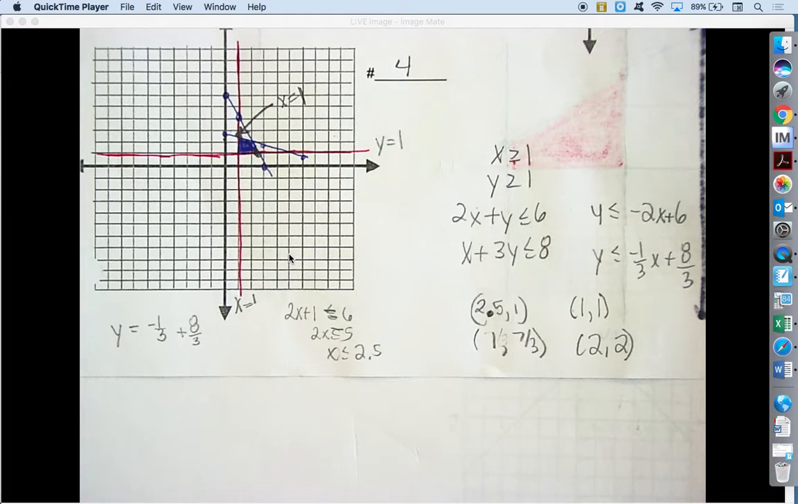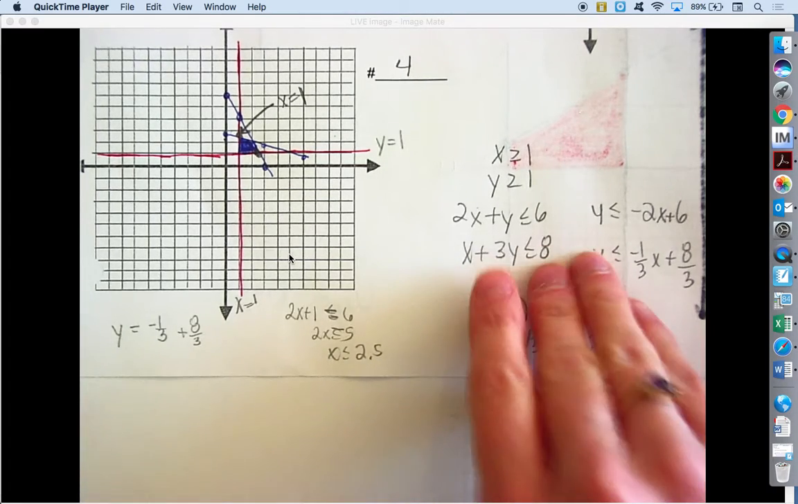Questions? All right, so the other graph that I want to show you then is from the book. And that was number 4 in the book.